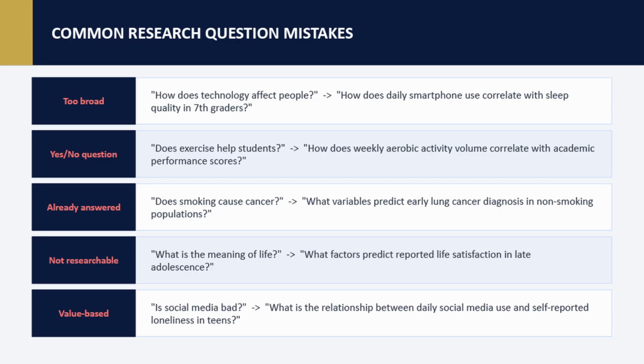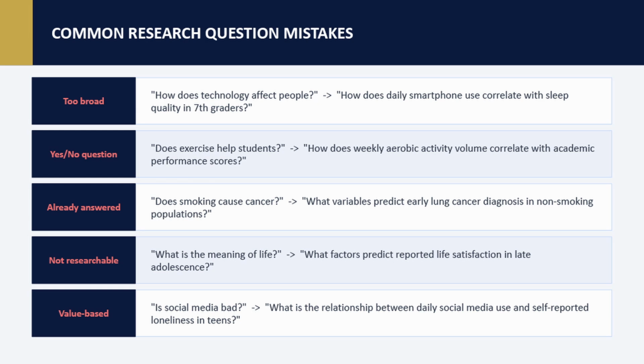And then not researchable. What is the meaning of life? That question is more philosophical than answerable with research. So then you could do, what factors predict reported life satisfaction in late adolescence? Any question that isn't really researchable, you can always spin it in a way that you can use research to answer.